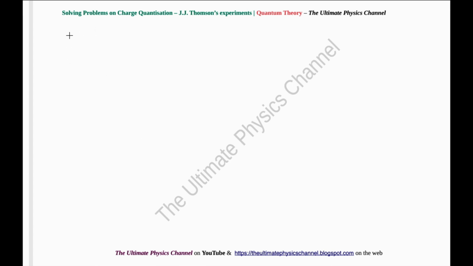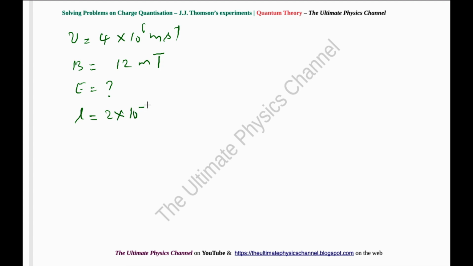So the first part is, the velocity is given as 4 times 10 power 6 meters per second. The magnetic field of the horseshoe magnet present in the laboratory is 12 millitesla. What is the electric field? That is the first part that is of concern to us. The length of the region where the electric field is applied, the plates, is 2 centimeters, or 2 into 10 power minus 2 meters.